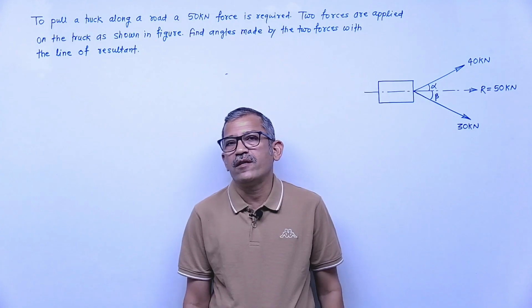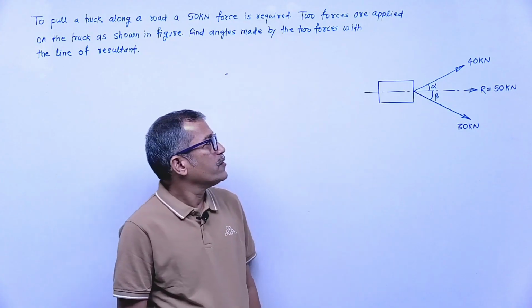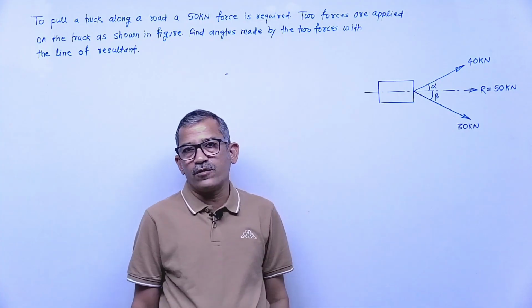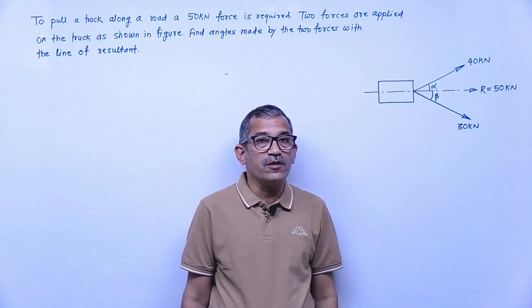Today in this lecture we will solve a problem of a concurrent force system. What is given? Some forces are given and the resultant is also given, but the inclination of the forces is unknown. What is given in the wording of the problem?